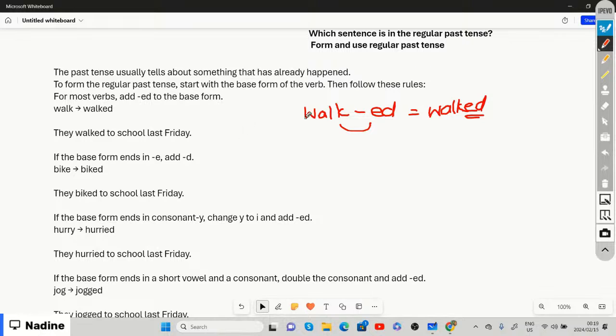But we said if the word, for example, ends with an e, like live, then we need to add a d to that word, and then it becomes lived, or loved, or bike. So bike and biked. So they biked to school last Friday, meaning that they took their bicycle to school.